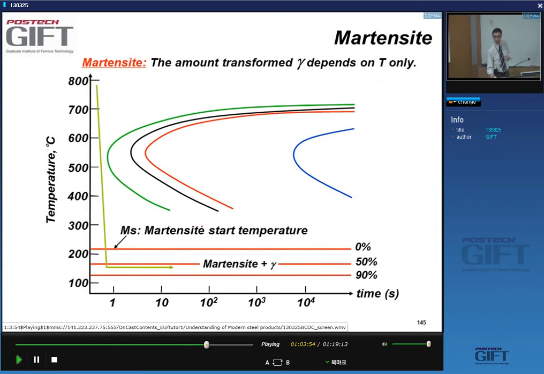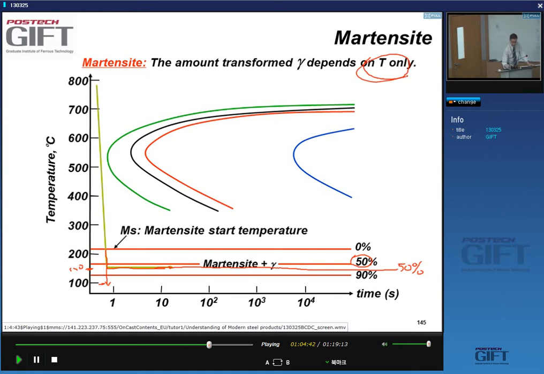Okay, so that is why the martensite transformation in this TTT diagram, we have horizontal lines, yes? That means if I do the transformation at this temperature, say 150 degrees C, yes? I will form about 50% of martensite, and then it doesn't matter how long I wait, I still have 50% of martensite. The only way to get 100% is by cooling it further to, for instance, 100 degrees C, yes? And then I will get the full transformation, okay?